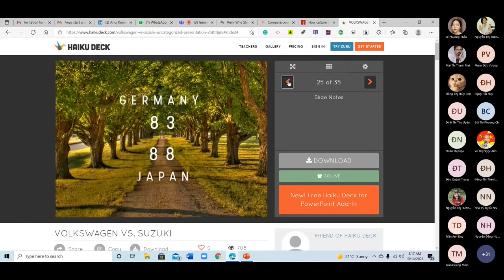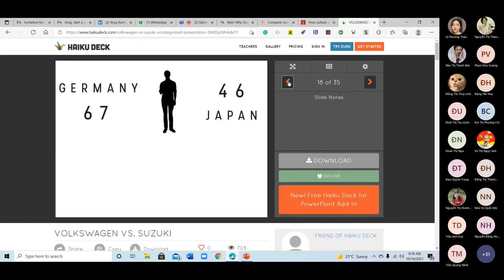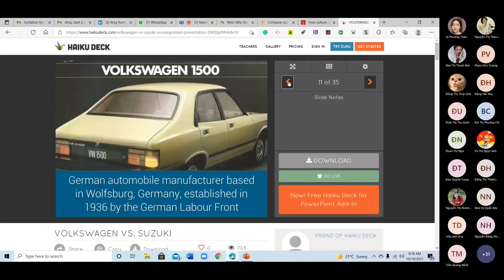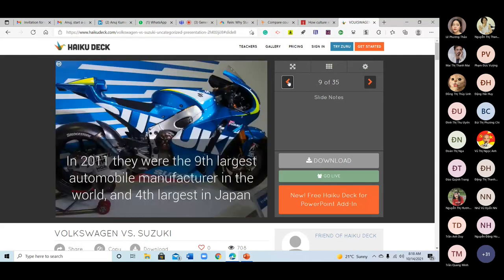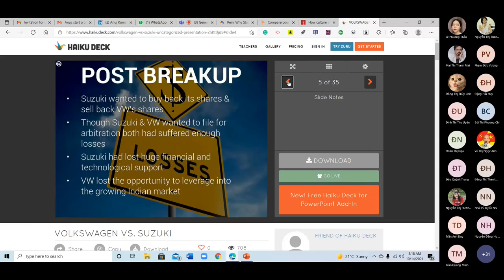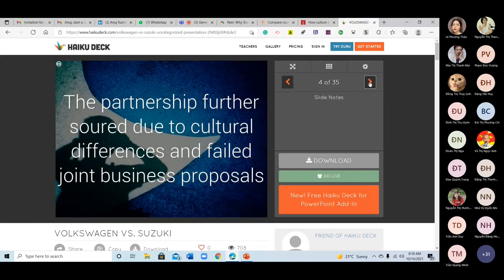So if we quickly run through this case based on Hofstede dimensions, what happened between these two companies? One is from Germany, another one is from Japan. Both companies could not reach an agreement. Suzuki claimed VW did not give it access to hybrid technology as promised. VW accused Suzuki of violating the agreement by procuring diesel engines from Fiat. The partnership further soured due to cultural differences and failed joint business proposals.